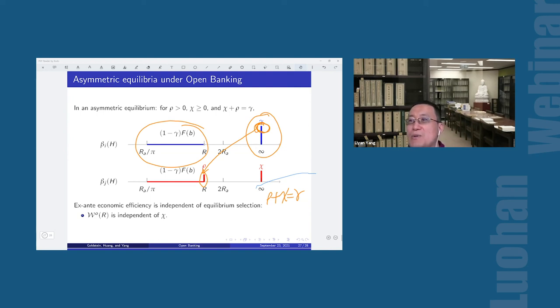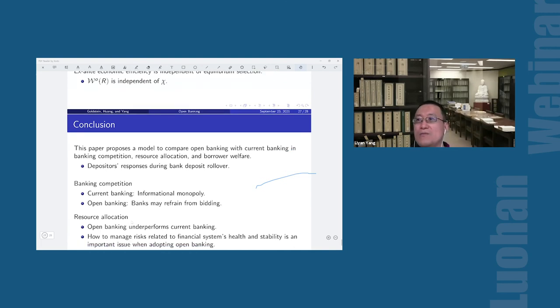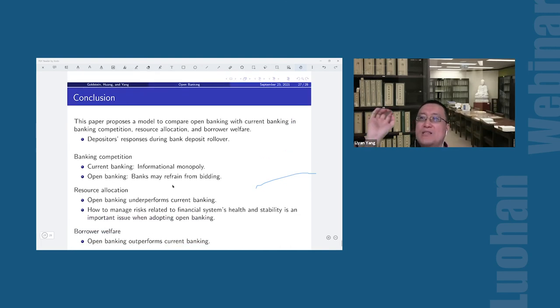So now let me summarize. I think I have a few minutes left for questions. What we do here is propose a model to conceptualize open banking. We think open banking has two important features: one is data control, the other is data sharing. In this paper, we abstract from data control with an internally consistent argument, and we consider only the data sharing feature of open banking.